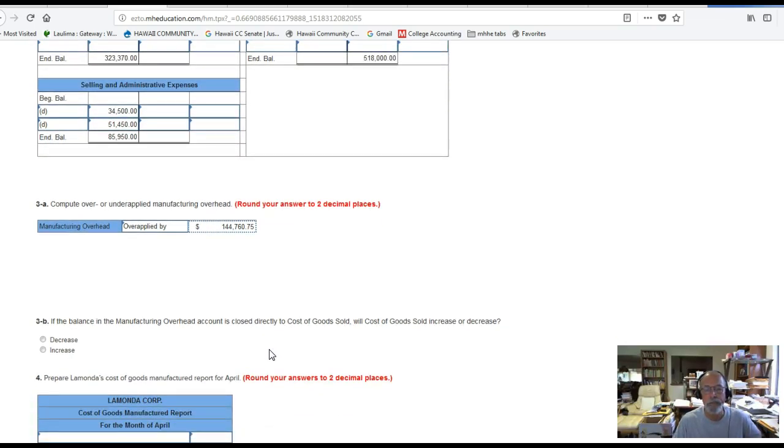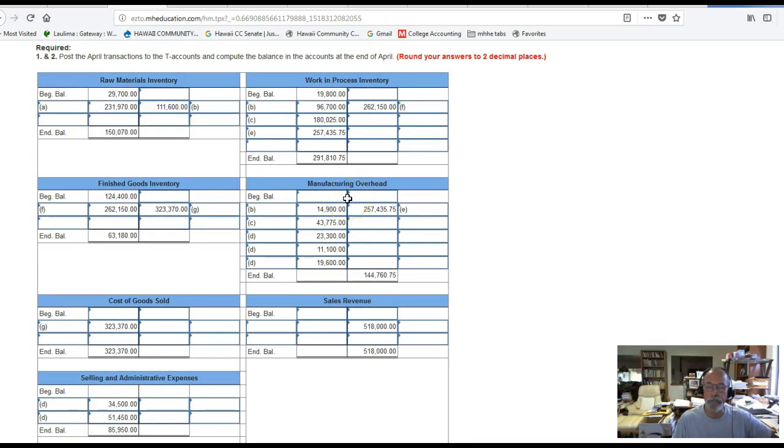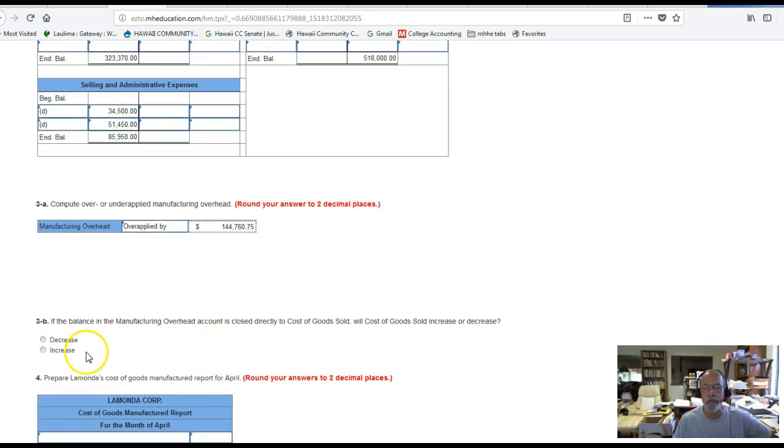Requirement 3B, if the balance in the manufacturing overhead account is closed directly to cost of goods sold, will cost of goods sold increase or decrease? Well, to close a manufacturing overhead account, which is an income statement account, if it carries a credit balance before closing, we would have to debit it to close it, and our credit would be to cost of goods sold. And since cost of goods sold is an income statement account and it is a cost or expense account, then by crediting a cost or expense account, that account balance would decrease. Since for a cost or expense account the normal balance is a debit, by crediting that account, we're going to decrease that account balance.